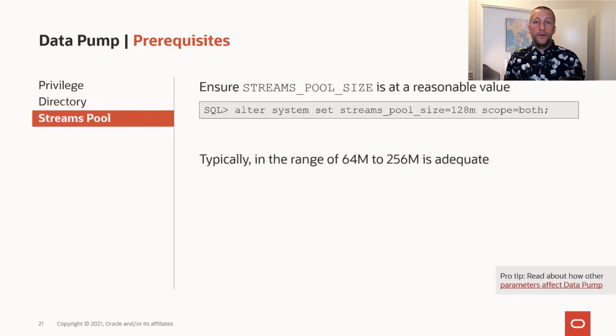And finally, you should set the streams pool to a reasonable value. What is reasonable? Typically, it's between 64 and 256 megabytes. If you have enough memory in your system, just bump it up to 256 and you should be all good. Data Pump uses advanced queuing to communicate between the different workers. And since advanced queuing uses the streams pool, you should ensure upfront that it is set to a reasonable value.